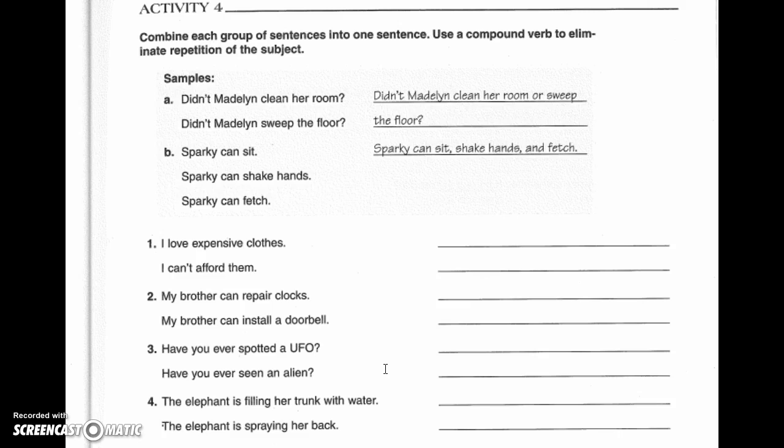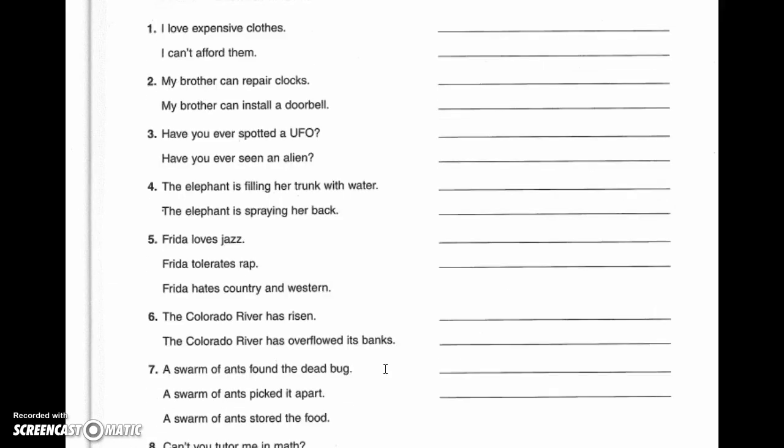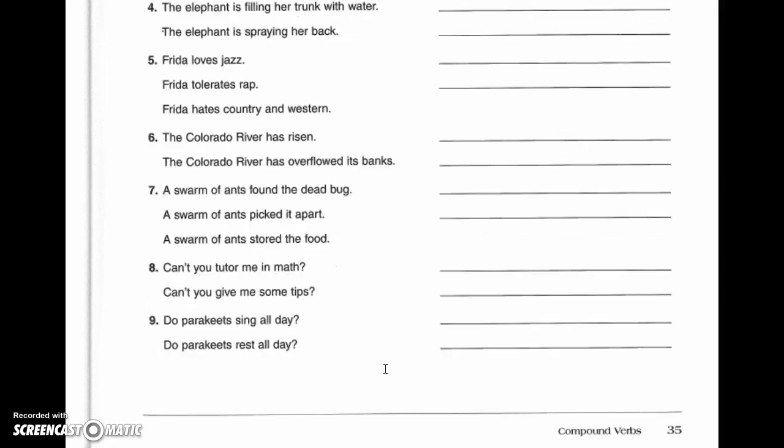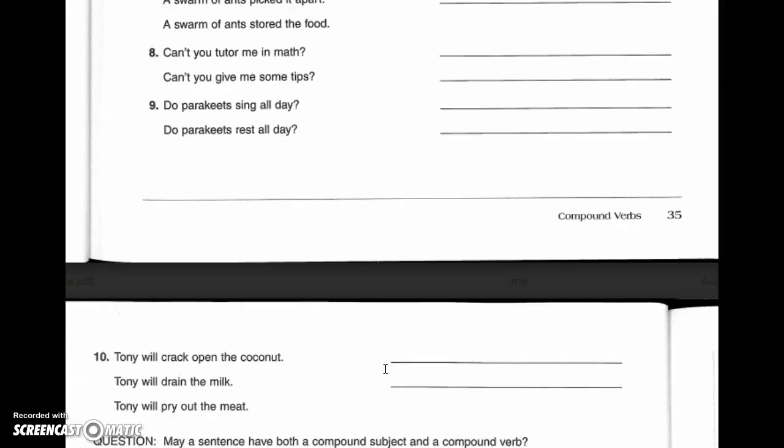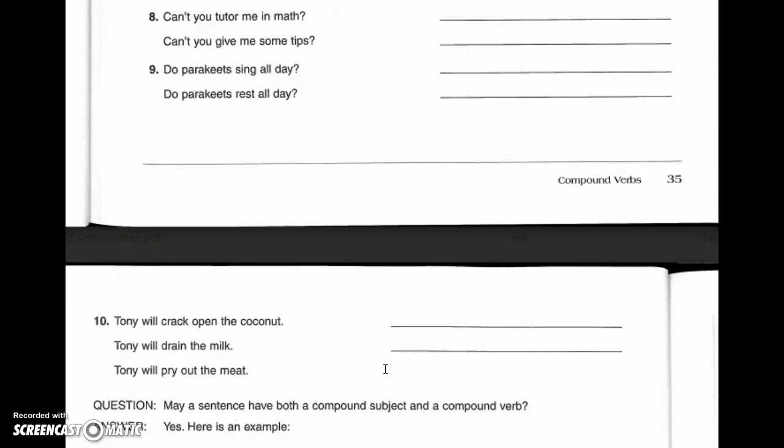Now note these are not compound sentences. A compound sentence has 2 complete sentences joined by a conjunction with proper punctuation. These are not compound sentences. These are simply one sentence combining 2 verb forms. So I'm going to show you 1 through 7 here. Pause your screen, and oops, there are 8, 9, and 10. Okay, so that is activity 4, and guess what? We're skipping 5. So you're done with compound verbs. You'll want to join me next on lesson 5, which are nouns.